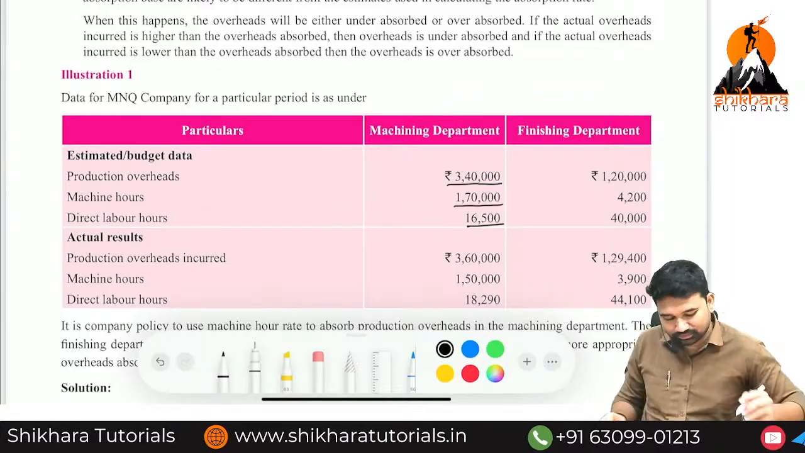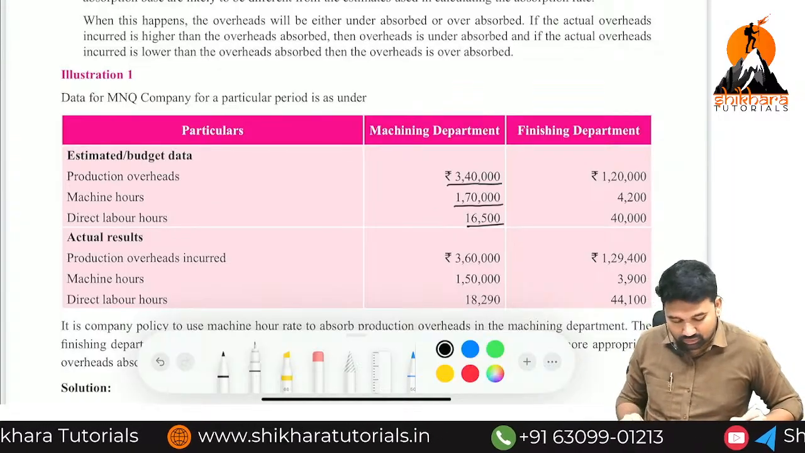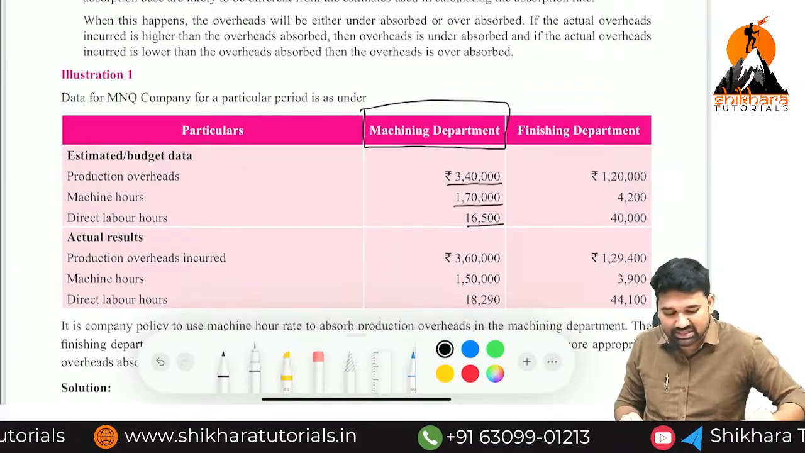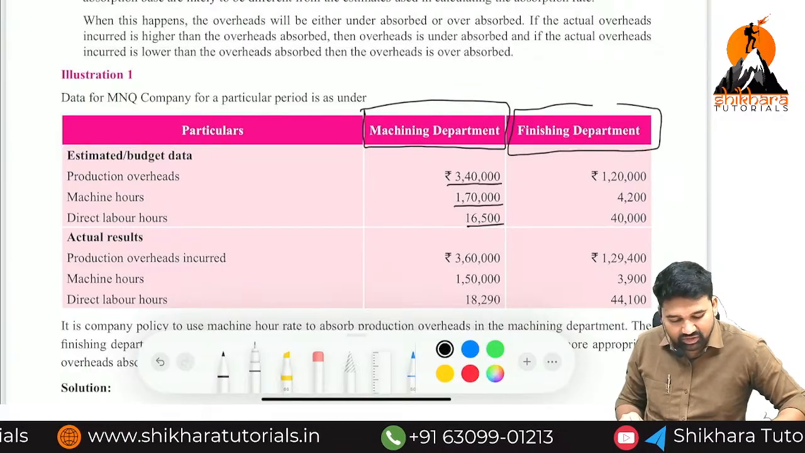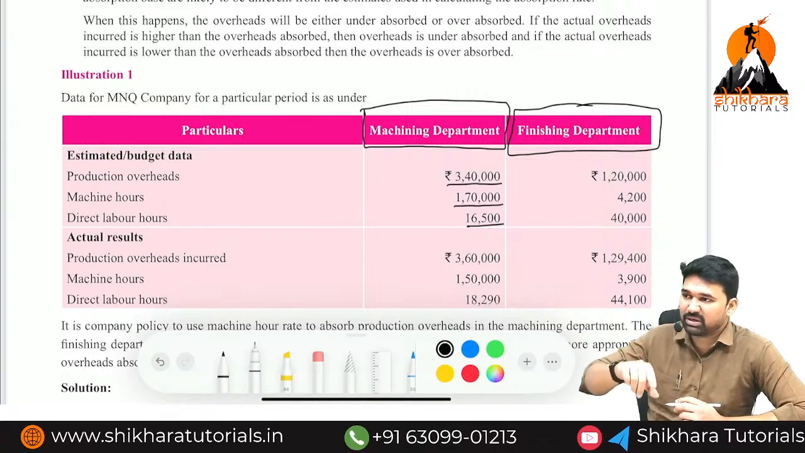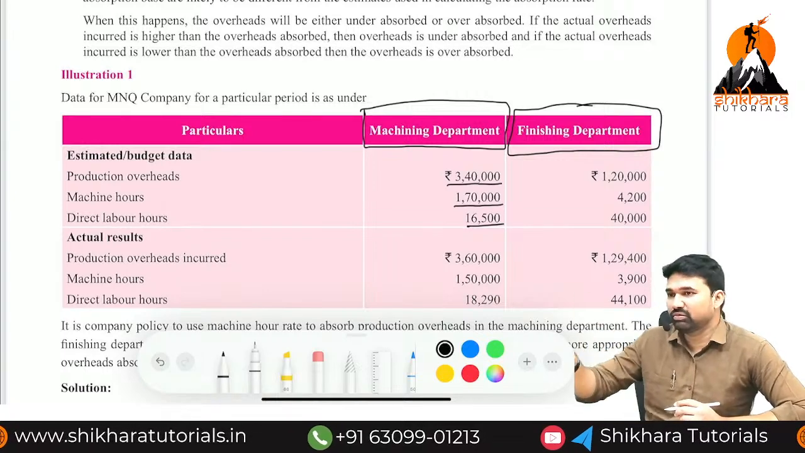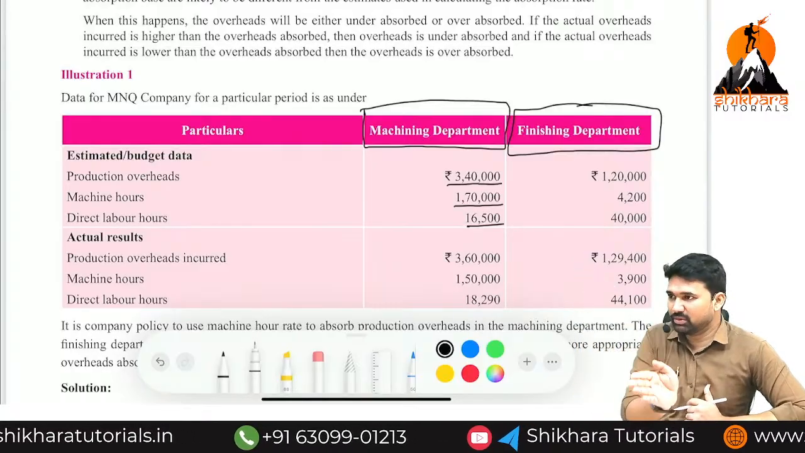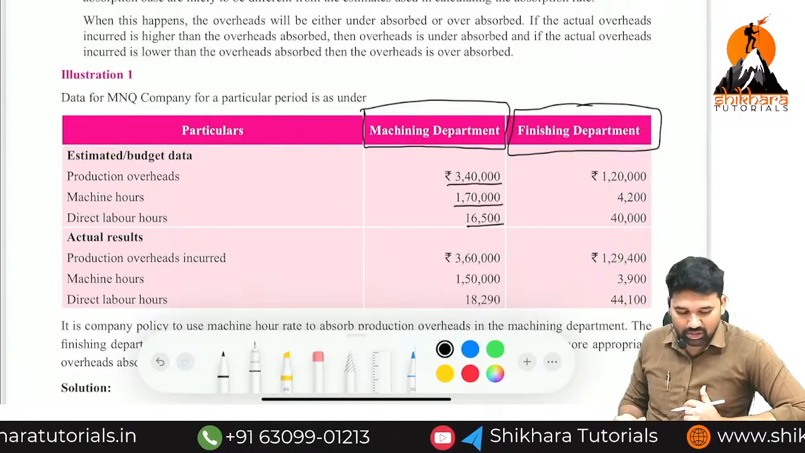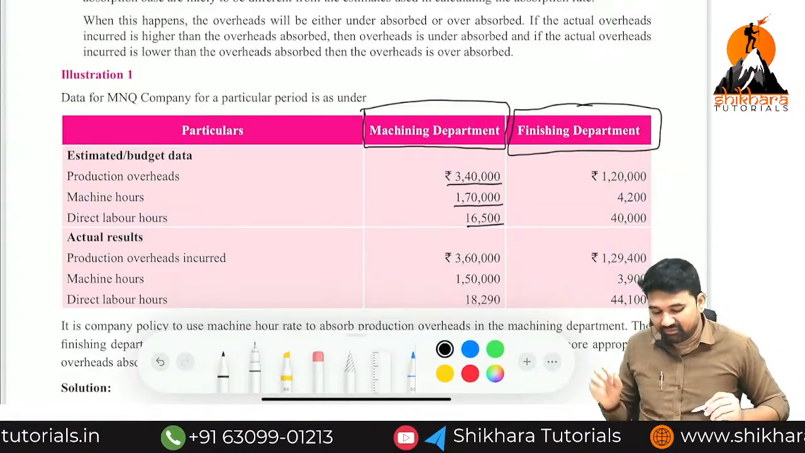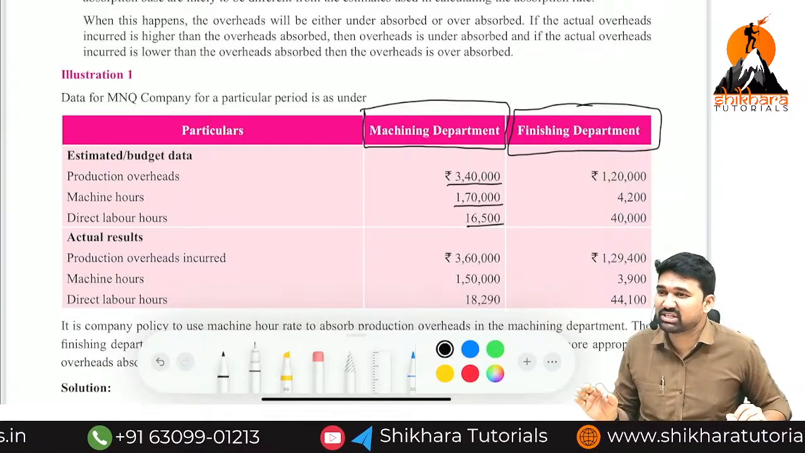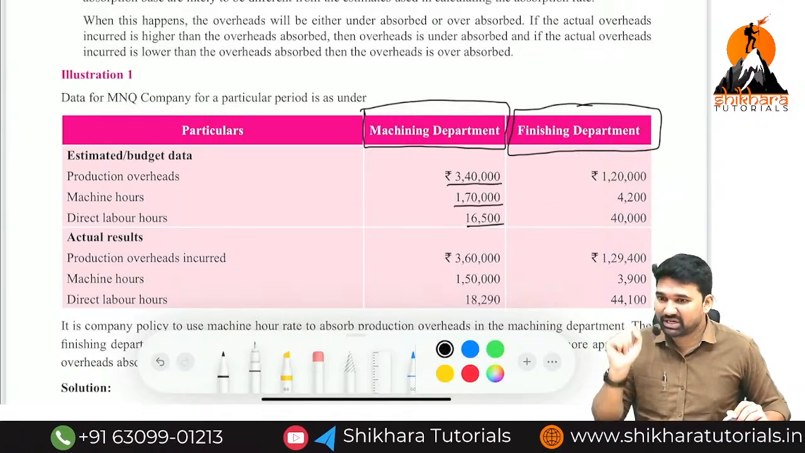Listen carefully. This is with respect to which department? Machining department. There is another department, the finishing department, which you also study. We will do one thing: first we will finish the machining department, and next we will come to the finishing department. Now we are reading actual results with respect to which department? Machining department.